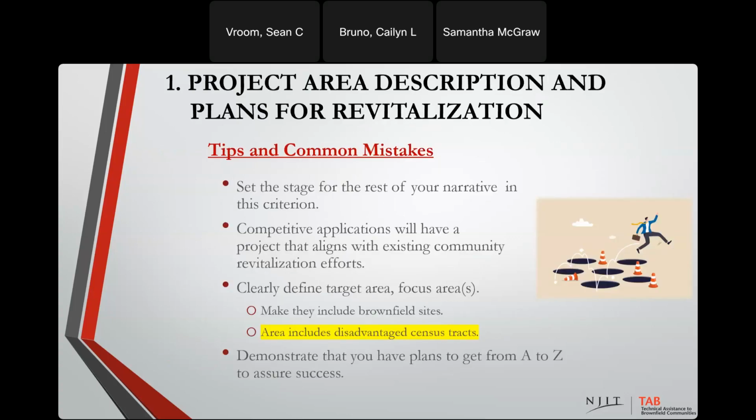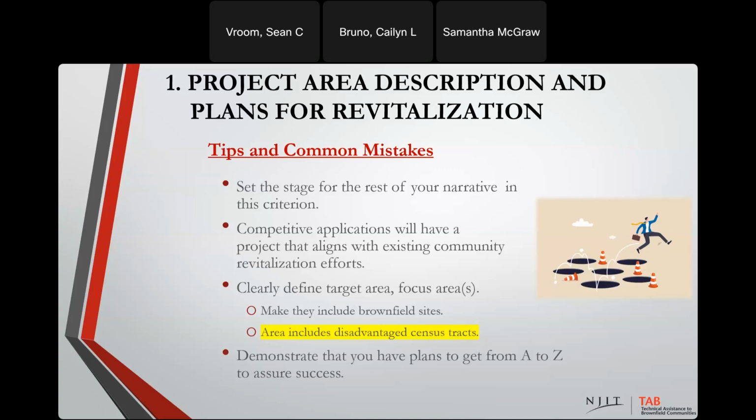So getting to the first section, now we'll talk a little bit more about tips and some of the common mistakes. The first criteria is project area description and plans for revitalization. This is the part of the application where you set the stage for the rest of your narrative in this criterion. You want to develop the most compelling story that you can. You want to paint your community in the most impoverished light possible. I know that's kind of counterintuitive.